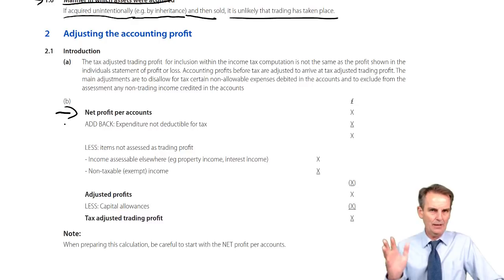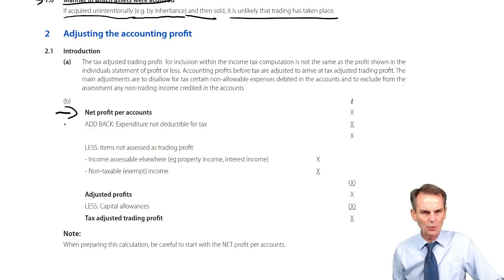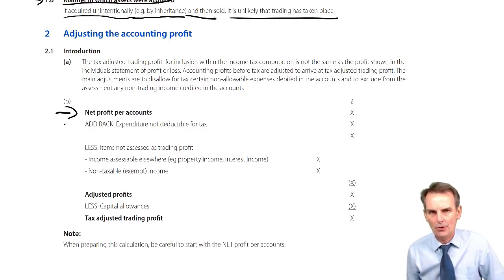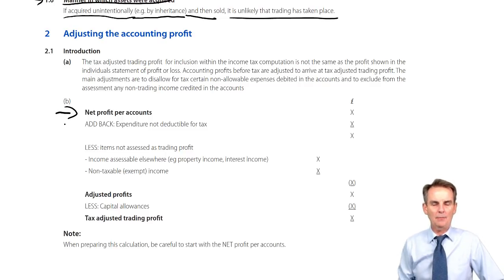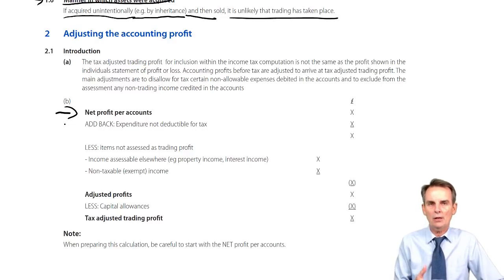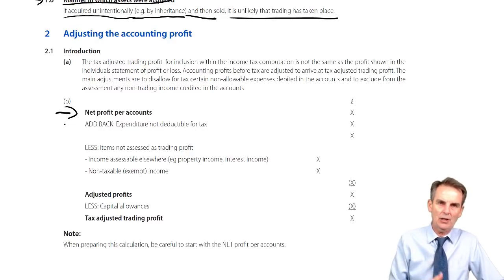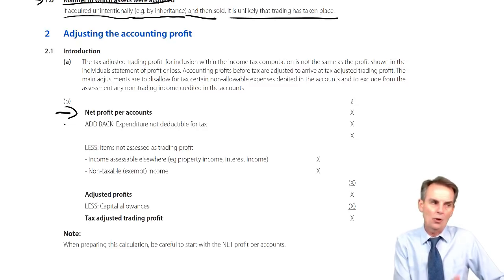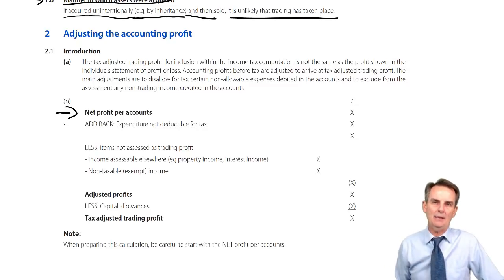So, for example, when you look at what's credited to that statement of profit or loss, you discover it's not just the sales that have been credited, but there are other sources of income, like property income and interest income. Those are indeed sources of taxable income, but they're separate sources. They're not trading income. On your income tax computation in Chapter 2, you're going to include things like property income and interest income. In Chapter 3, we looked at how we derive the property income assessment.